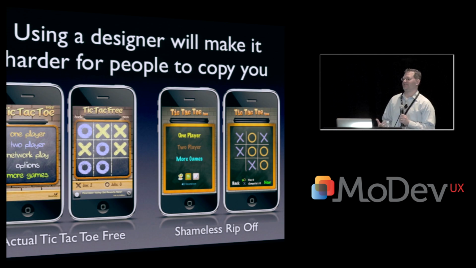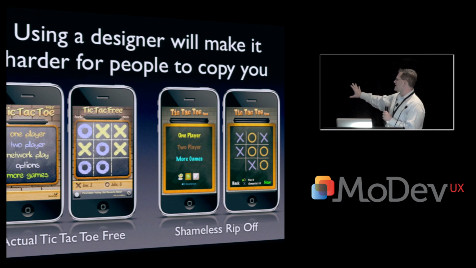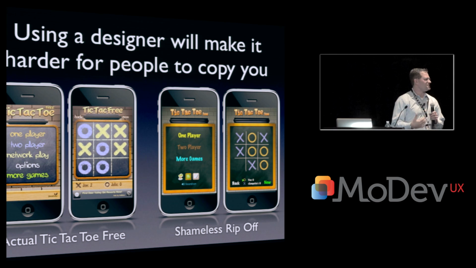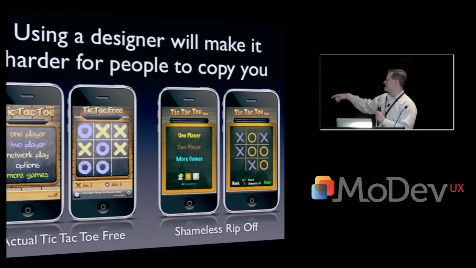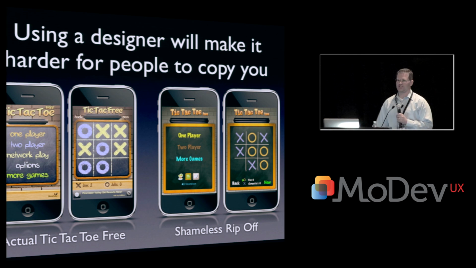One great thing about hiring a designer is it makes it harder for people to copy you. It puts a little bit of a barrier to entry in front of people. So on the left here, we've got the actual version of Tic-Tac-Toe Free. And on the right is a shameless ripoff of Tic-Tac-Toe Free by some other developer who clearly just looked at the screens of Tic-Tac-Toe Free and tried to copy them. But you can see that they didn't quite get all the design elements right. Like writing the menu options in different colors in Comic Sans is not the same as the stylized menu options that we've got there. So using a professional designer puts a little bit of a barrier to entry in front of people who might try to clone your app or who might try to just shamelessly rip it off by copying the screens directly.